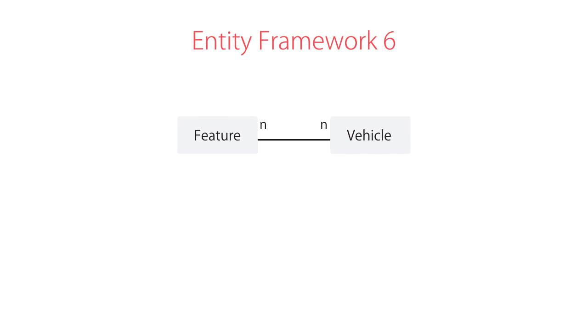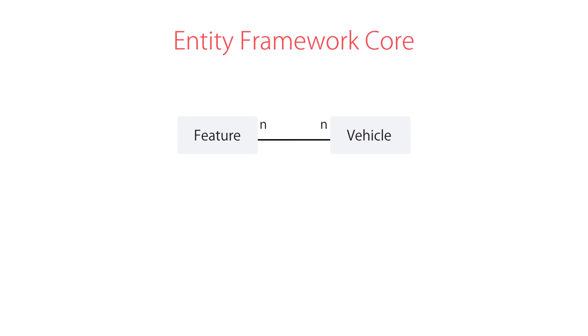Alright, many-to-many relationships. In Entity Framework 6, it was perfectly valid to have a many-to-many relationship between two different classes. So if we implemented our domain model like this, then Entity Framework would create a mapping table between the features and the vehicles tables. However, at the time of recording this video, we don't have many-to-many relationship support in Entity Framework Core, but I believe this is something that is going to come in future versions of Entity Framework Core.